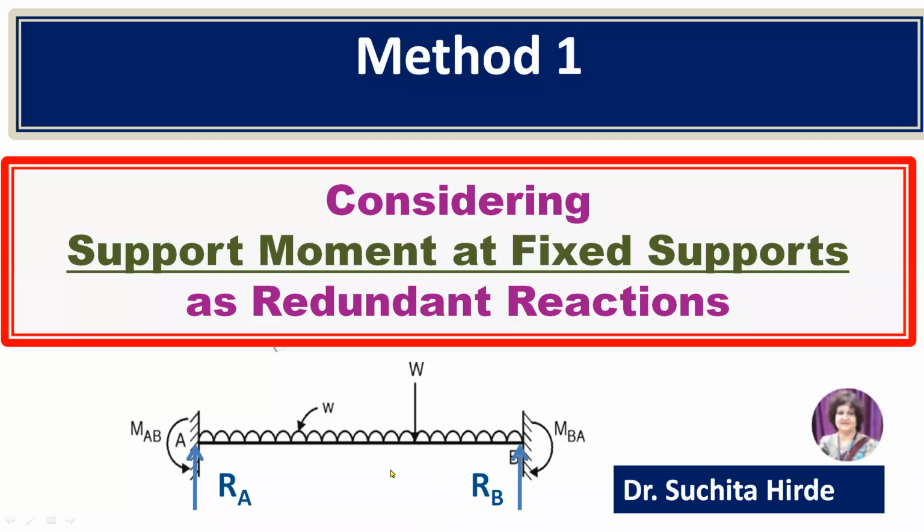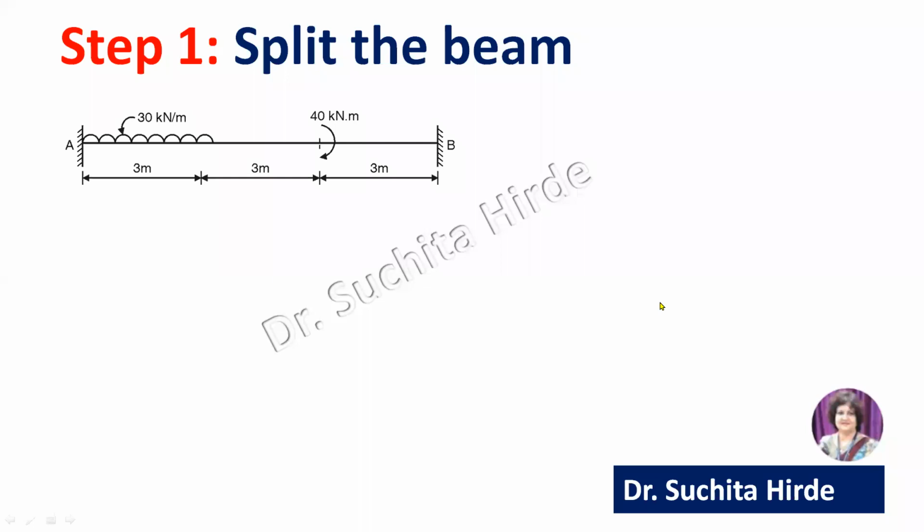I have already explained in previous video that for a fixed beam with vertical load, there are 4 reactions, 2 vertical reactions RA, RB and 2 moments MAB, MBA, out of which we have to consider 2 reactions as redundant reactions because degree of static indeterminacy is 2 in this case. This is already explained in previous video. Now the first way is to consider fixed end moments MAB and MBA as redundant reactions.